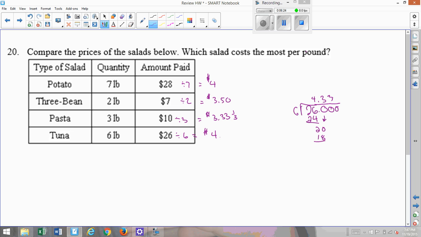Now, obviously the tuna is going to be the most expensive. So our answer would be tuna. Now, if you didn't feel like doing this whole thing out, you could say, all right, 28 divided by 7 is 4. So then you look at this.